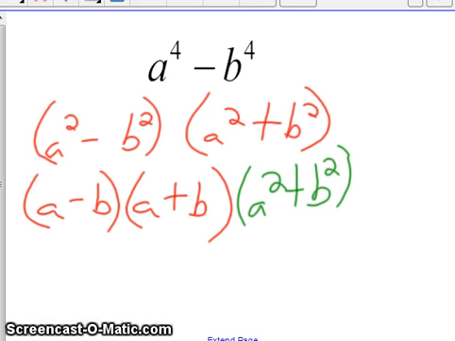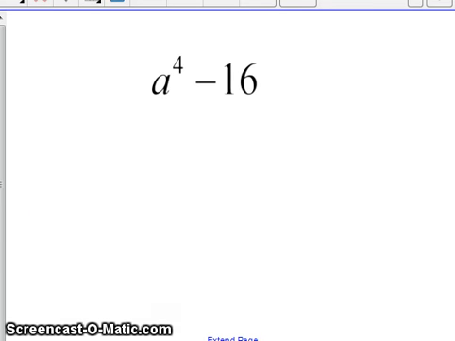So you can only factor it when it's negative? Yes, when it's minus. All right, try that one.